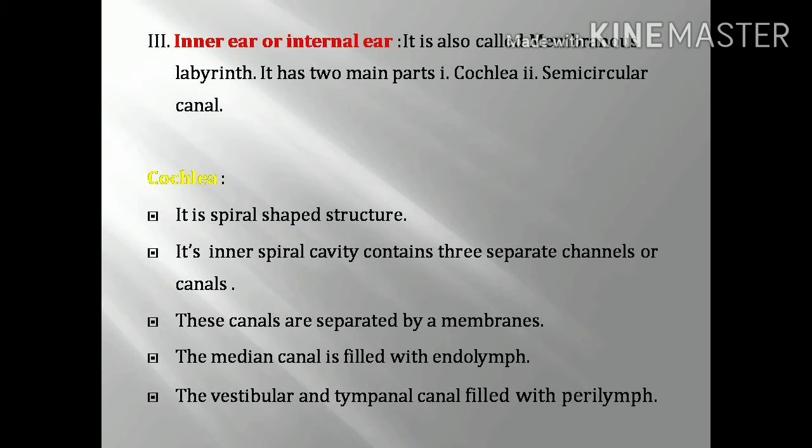It is a hollow, spiral-shaped coiled chamber. It looks like a snail's shell. It consists of a bony spiral canal that makes about 2 3/4 turns around a central bony pore. Its inner spiral cavity contains 3 separate channels or canals, that are vestibular canal, median canal and tympanal canal.